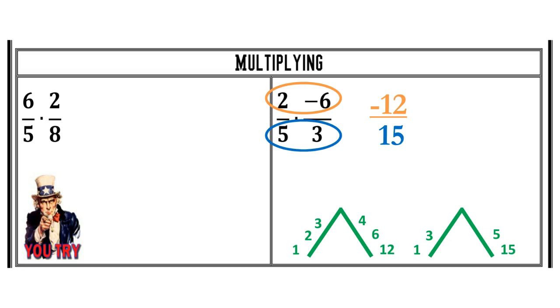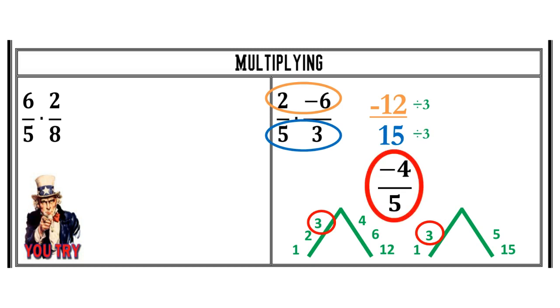The biggest number in both lists is the greatest common factor. It's the biggest number that is in both lists of factors. That's why it's common. It's the same in both lists. In this case, 3 is my GCF. I'm going to divide top and bottom by 3. Negative 12 divided by 3 gives me negative 4. 15 divided by 3 gives me 5.